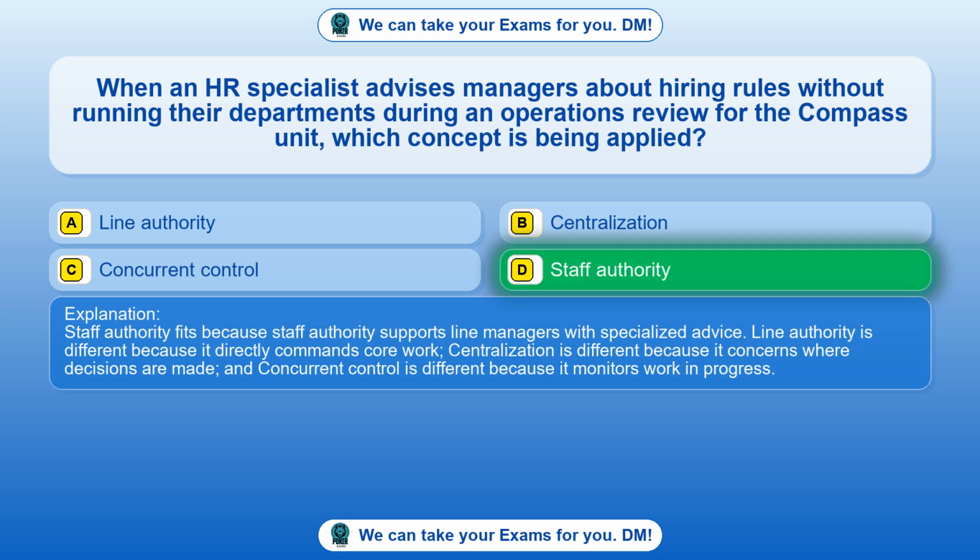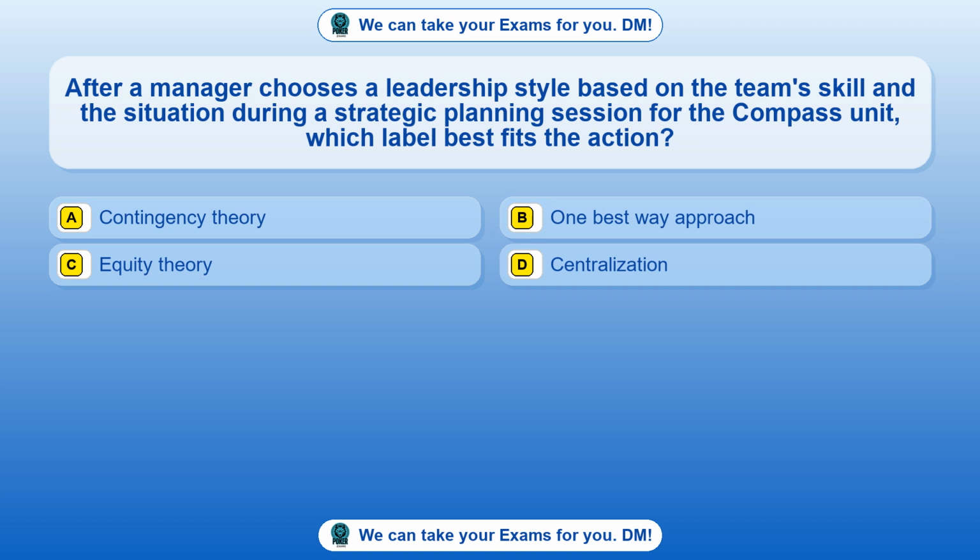Staff authority fits because staff authority supports line managers with specialized advice. Line authority is different because it directly commands core work. Centralization is different because it concerns where decisions are made, and concurrent control is different because it monitors work in progress.